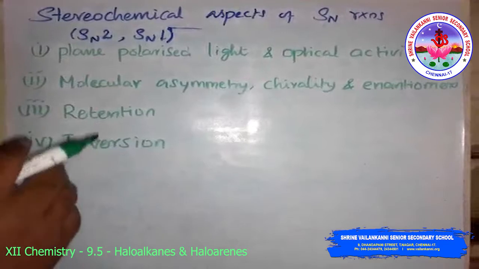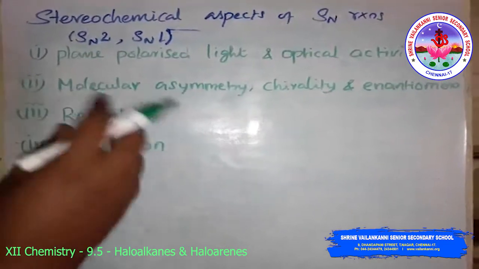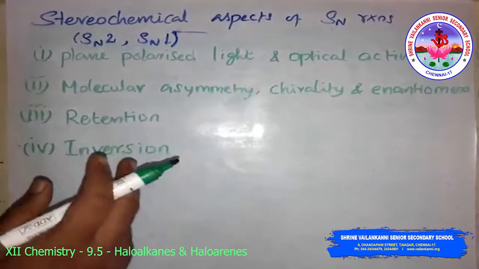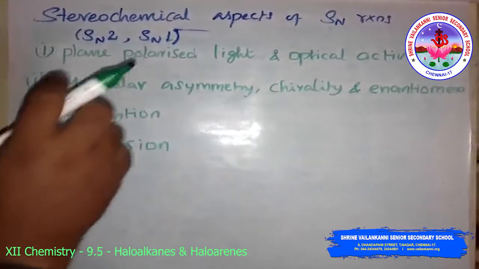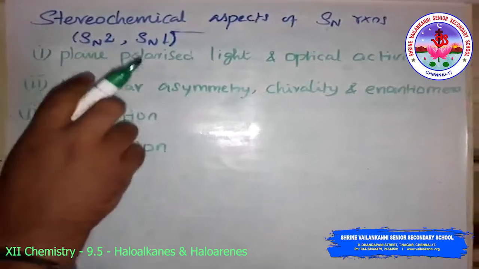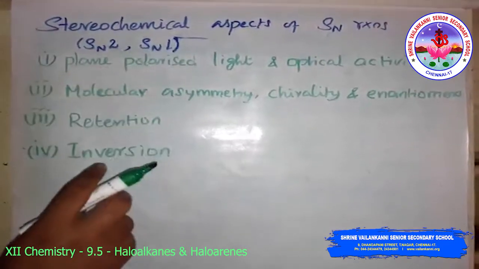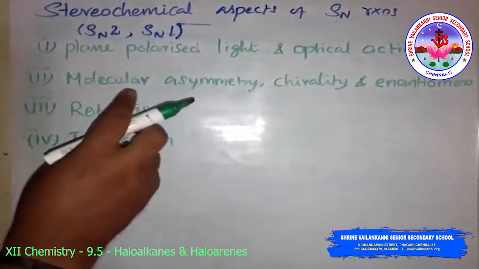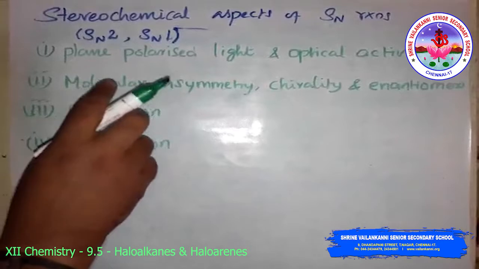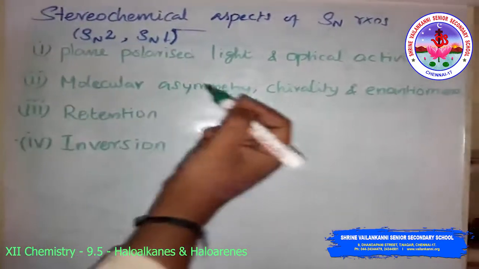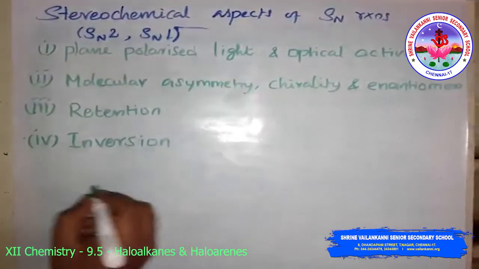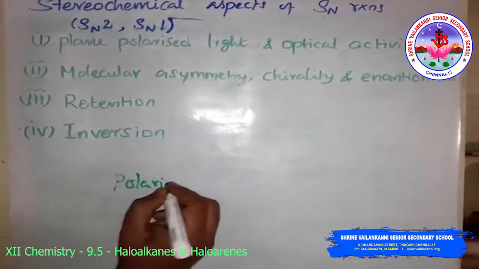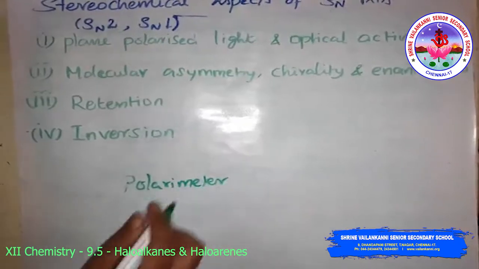First we will discuss plane polarized light. Some compounds rotate plane polarized light in a polarimeter. That instrument's name is polarimeter. When light passes through their solution, such compounds are called optically active. The angle by which the plane polarized light is rotated is measured by the instrument called a polarimeter. So this is a polarimeter.